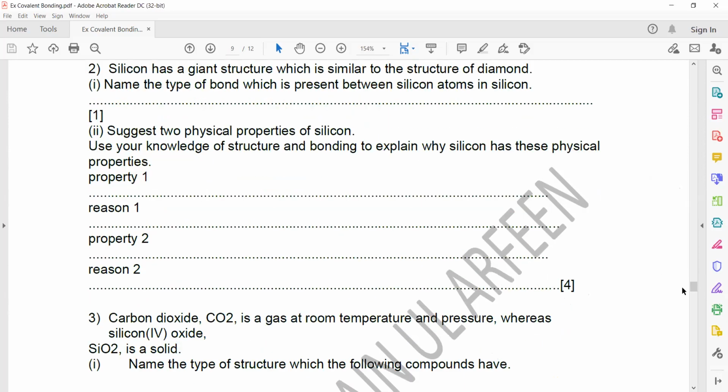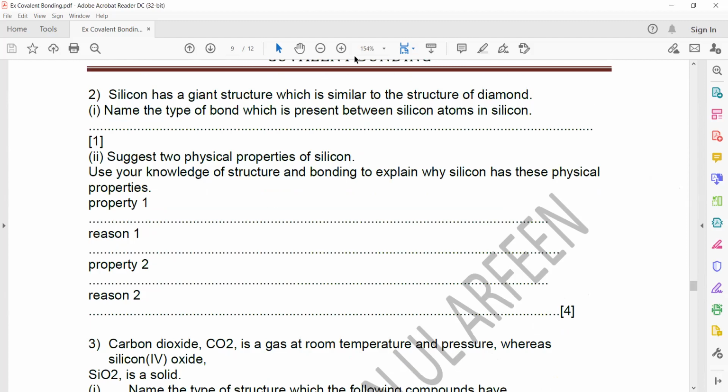In question 2, silicon(IV) oxide has a giant structure which is similar to that of diamond. Name the type of bonding present between the silicon atoms. It's covalent. Basically they ask not about silicon(IV) oxide, they mention silicon having the same structure as diamond. So diamond has a covalent bond, and silicon, we know it is a non-metal. So between the non-metal atoms, what kind of bonding will there be? This is known as covalent bonding.